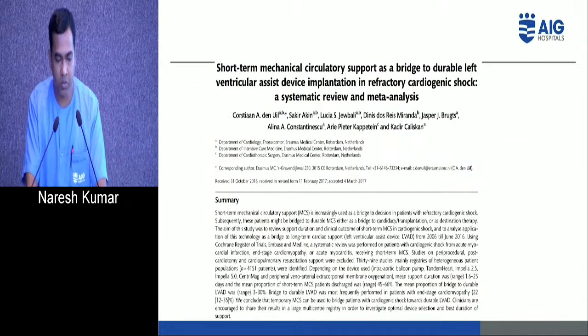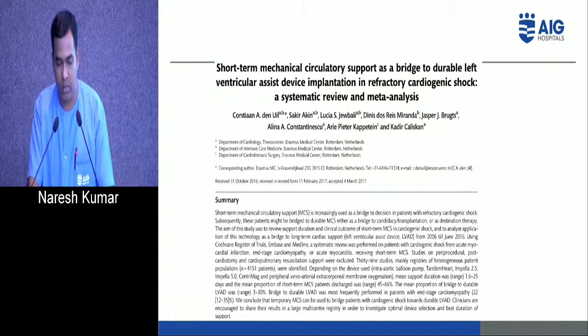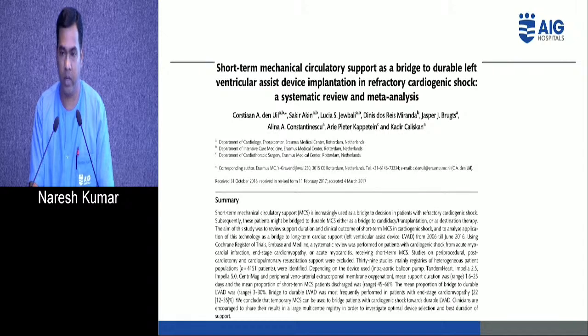So this is a useful paper where 39 patients were studied, where various mechanical circulatory support devices like IABP, Impella, peripheral ECMO, and all these have been used as temporary ventricular assist devices for refractory cardiogenic shock, as a bridge for the durable left ventricular assist device.